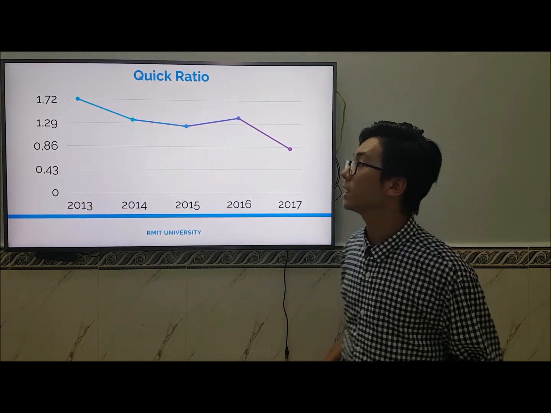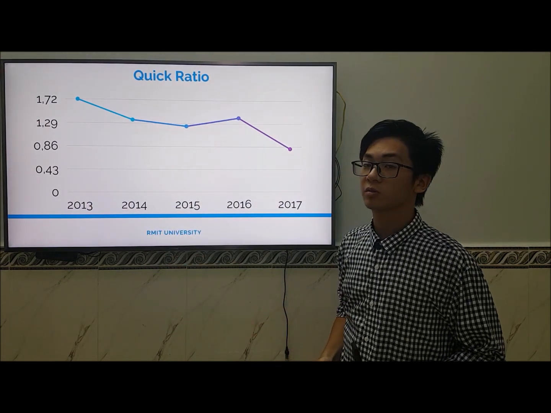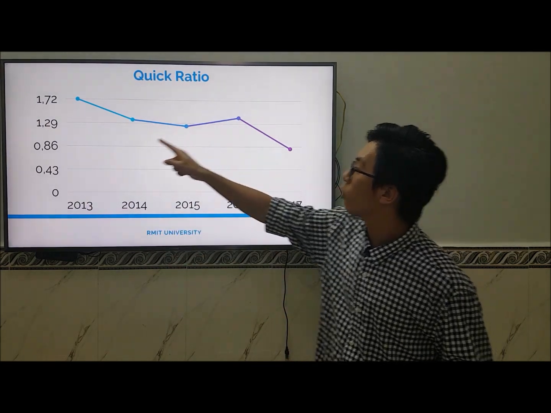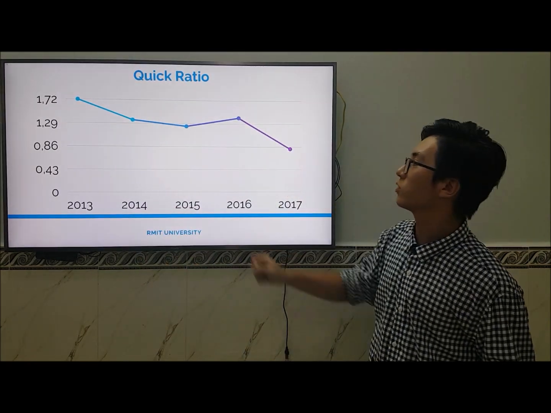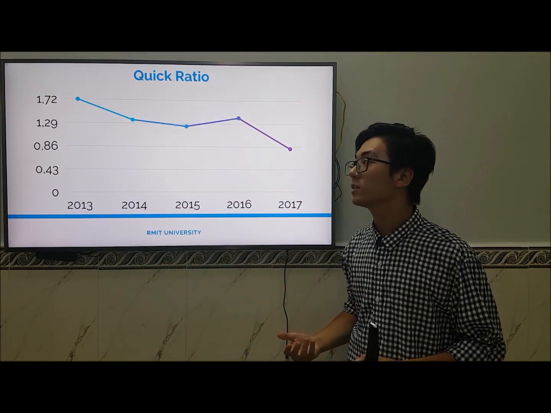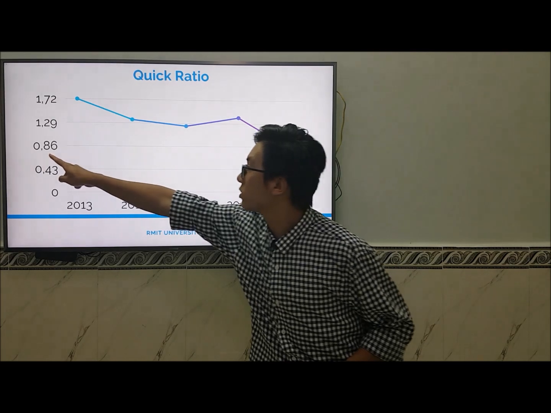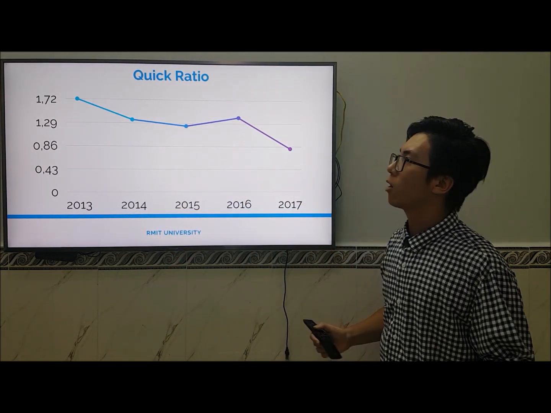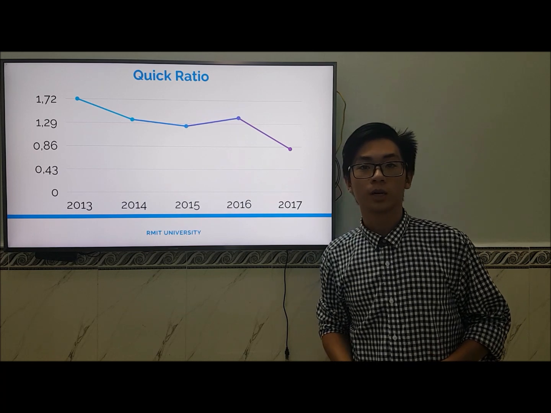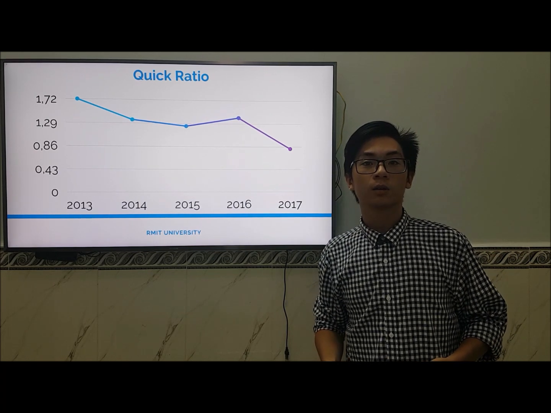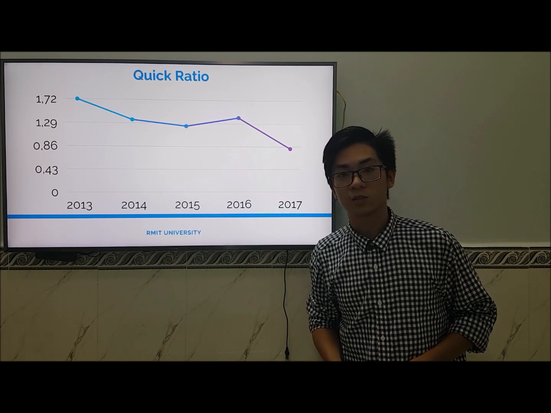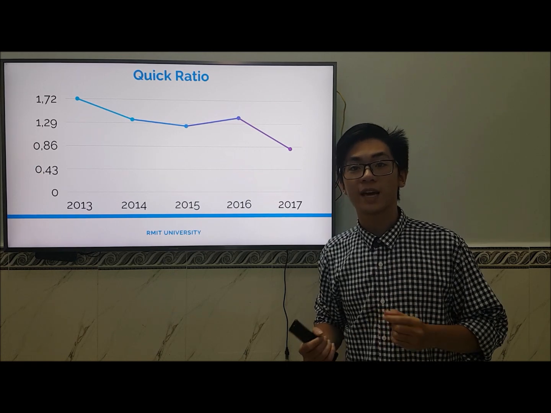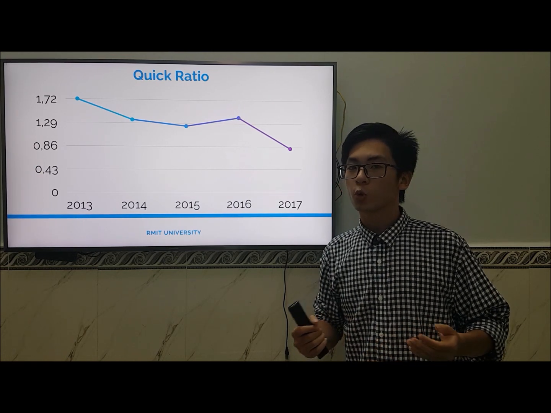1.72 in 2013. The quick ratio decreased to just about 1.29 in 2015 and kept decreasing to about 0.86 in 2017. Now, the quick ratio is chosen because it provides a company's ability to pay off its short-term debts using quick access.